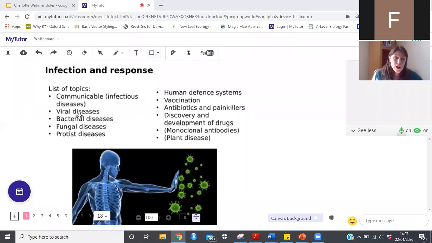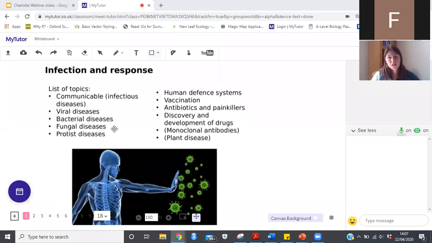So we talked about viral diseases, bacterial diseases, fungal diseases, and protist diseases. So four different types of microorganisms that cause disease that are pathogens. And we talked about a couple of different examples of each of those that we're going to run through in a bit. And then we also talked about how we can cure, treat and prevent disease.